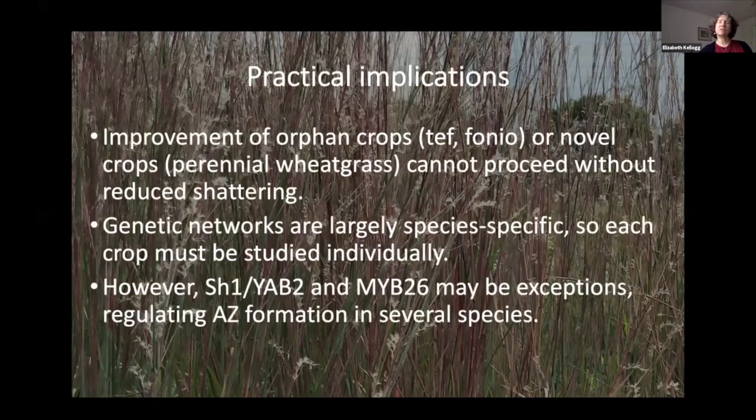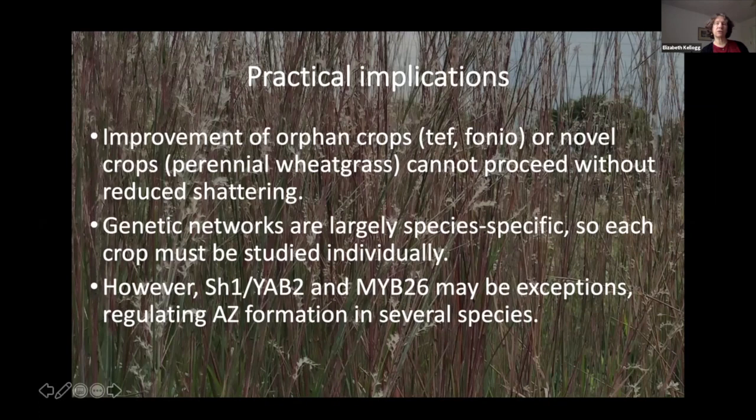The practical implications of this are that for improving the orphan crops, remember I talked about Taphonia right at the beginning, or novel crops, things like perennial wheatgrass, any of that improvement cannot proceed without reducing shattering. If these networks are species specific, we need to study each crop individually as to how it actually is put together. SH1 and MIB26 may be exceptions, and we're certainly pursuing looking at those to see how they are deployed, particularly in Taphonia.